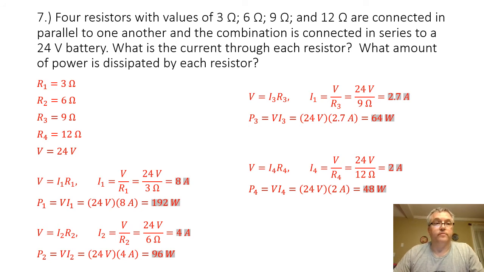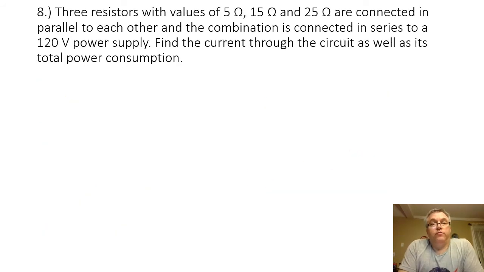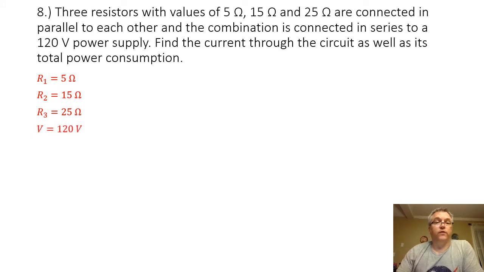Problem 8. Three resistors with values of 5 ohms, 15 ohms, and 25 ohms are connected in parallel to each other, and the combination is connected in series to a 120 volt power supply. Find the current through the circuit as well as its total power consumption.